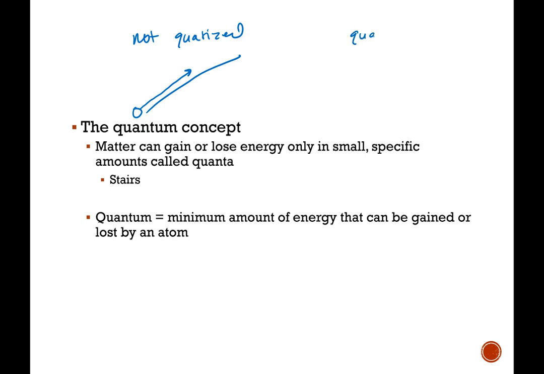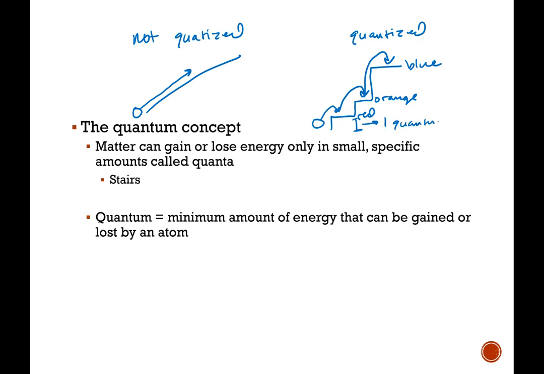But energy is quantized, which is like a set of stairs. Here's my iron atom, and it jumps up to the red step. Then from there, as it absorbs more energy, it'll jump up to the orange step. And then finally, it will jump up to the blue step. A quantum is the size of that step. So a quantum is like here to here. That's one quantum. And yes, quanta is plural.